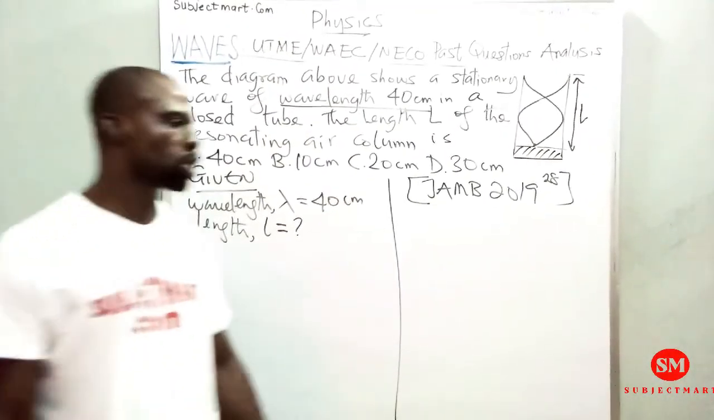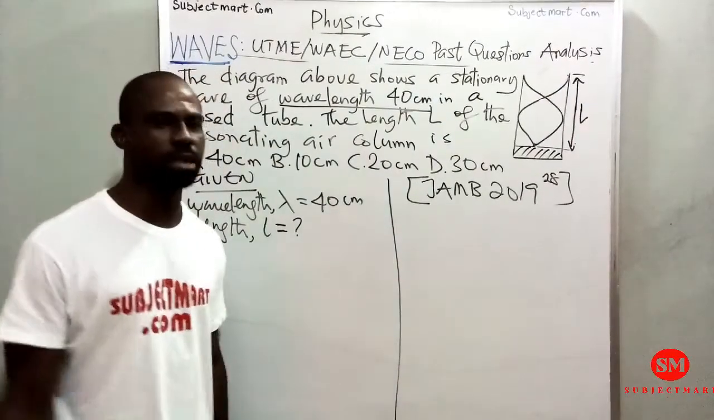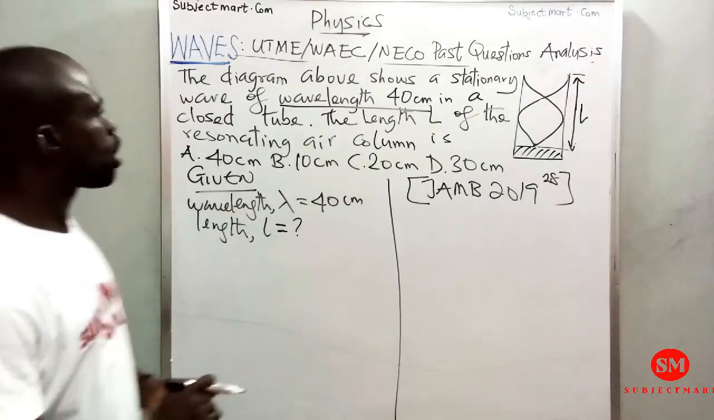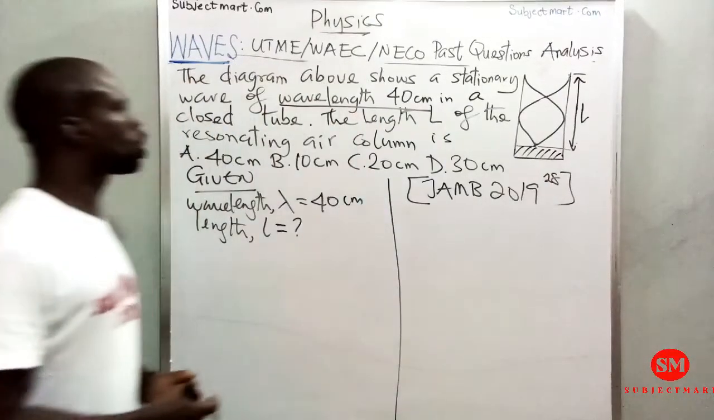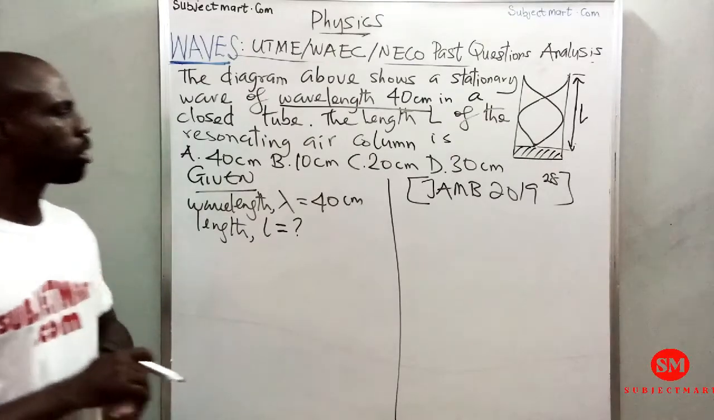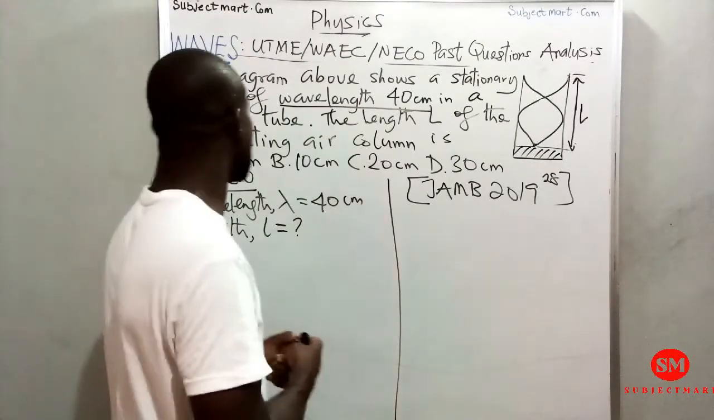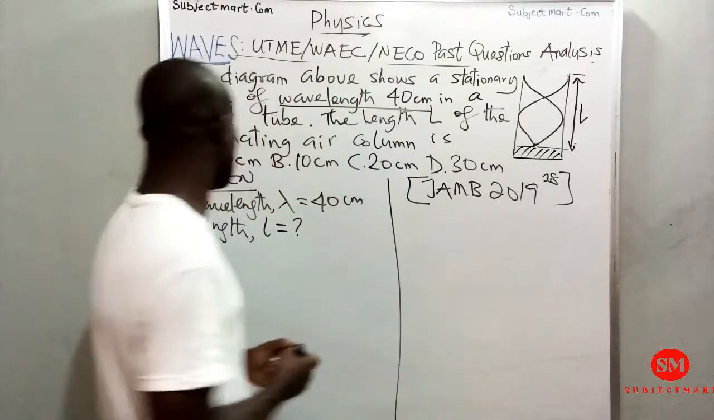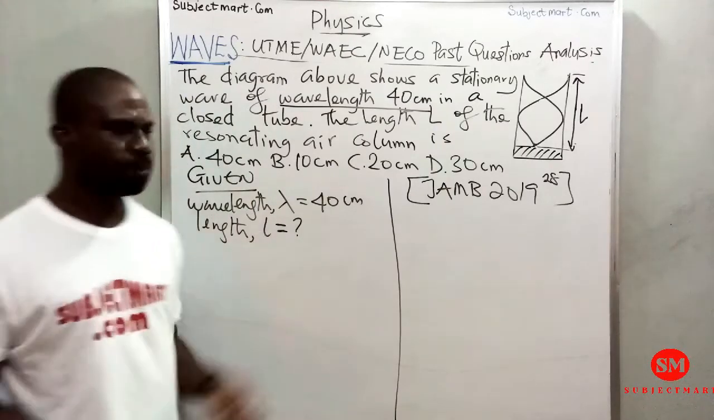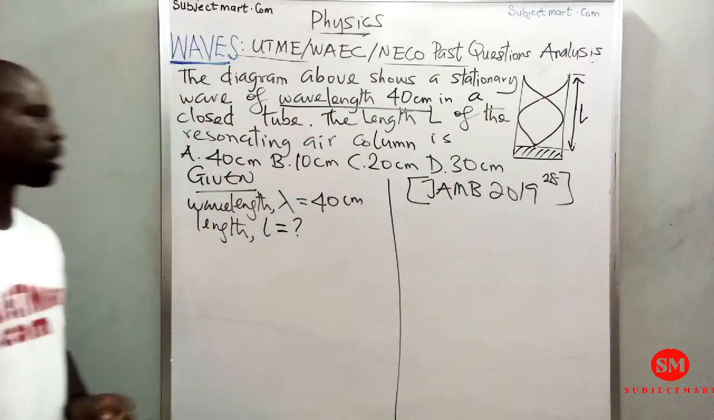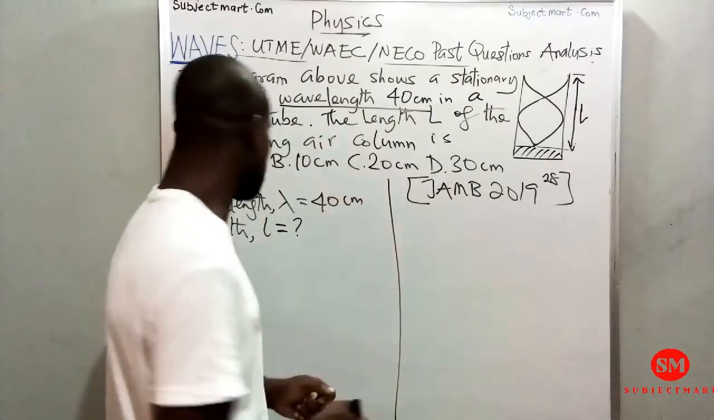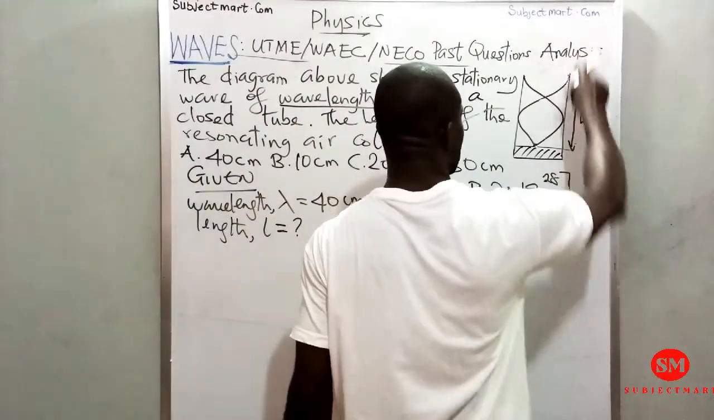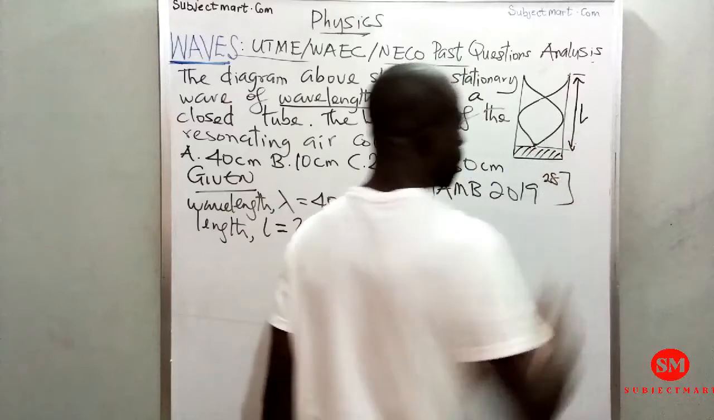Now let's look at another question. This one is taken from JAM 2019 number 28, which says the diagram above shows a stationary wave of wavelength 40 centimeters in a closed tube. The length L of the resonating air column is dash. You are given answers A, B, C, D. Okay, now let's start. We are given the wavelength, 40 centimeters, and we have to find the length L of the resonating air column of this closed pipe.